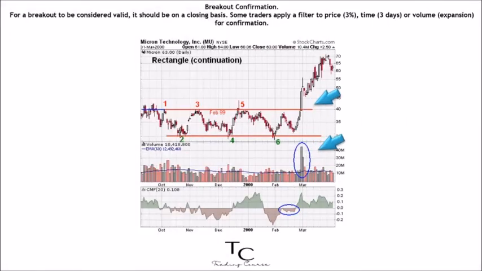support. Breakout confirmation. For a breakout to be considered valid, it should be on a closing basis. Some traders apply a filter to price, which is 3%, time, which is 3 days, or volume, expansion, for confirmation.